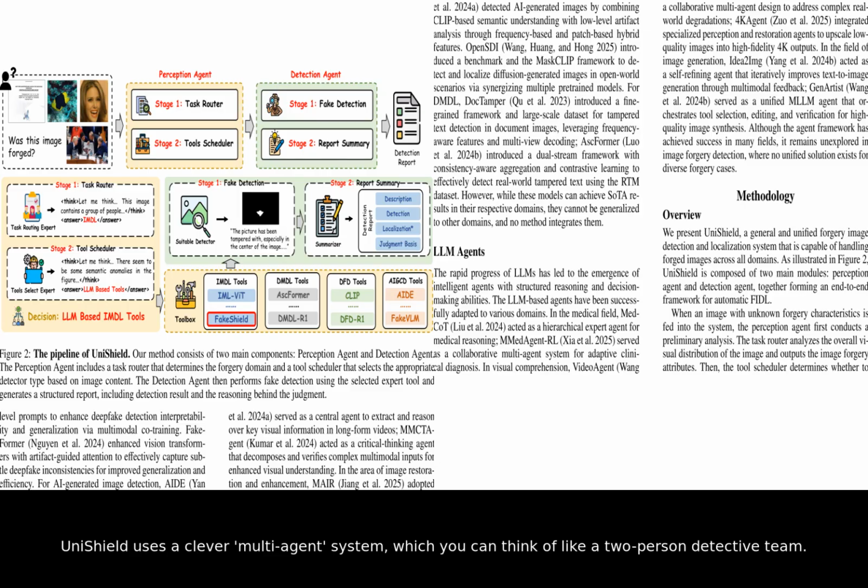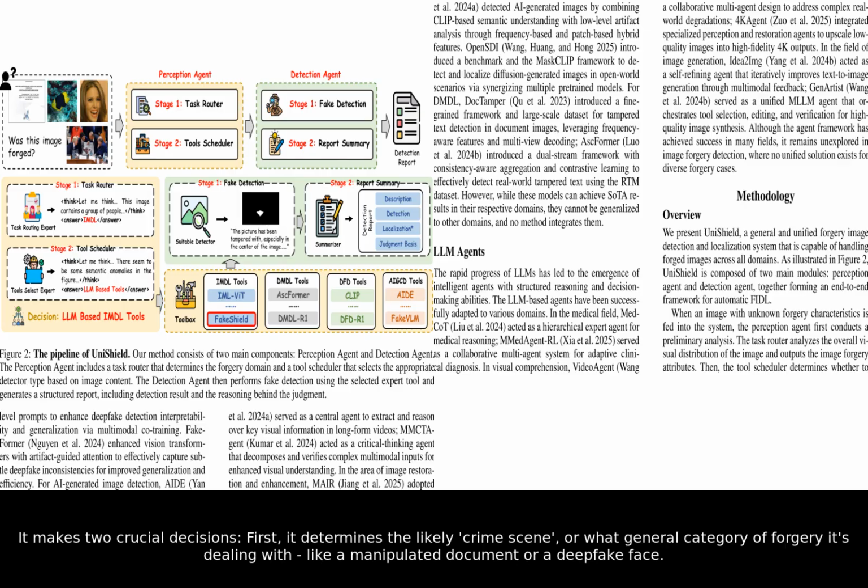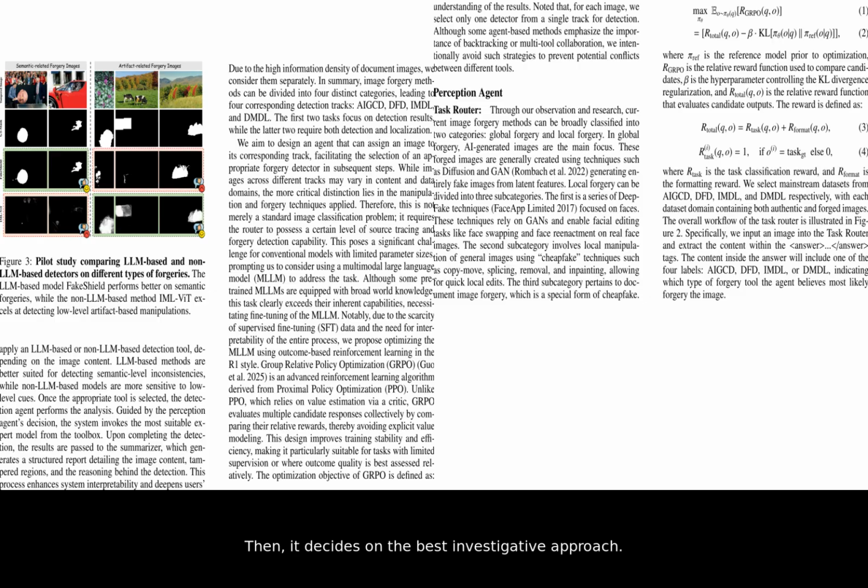UniShield uses a clever, multi-agent system, which you can think of like a two-person detective team. First, the perception agent acts as the lead detective, taking a first look at the image. It makes two crucial decisions. First, it determines the likely crime scene, or what general category of forgery it's dealing with, like a manipulated document or a deepfake face. Then, it decides on the best investigative approach.